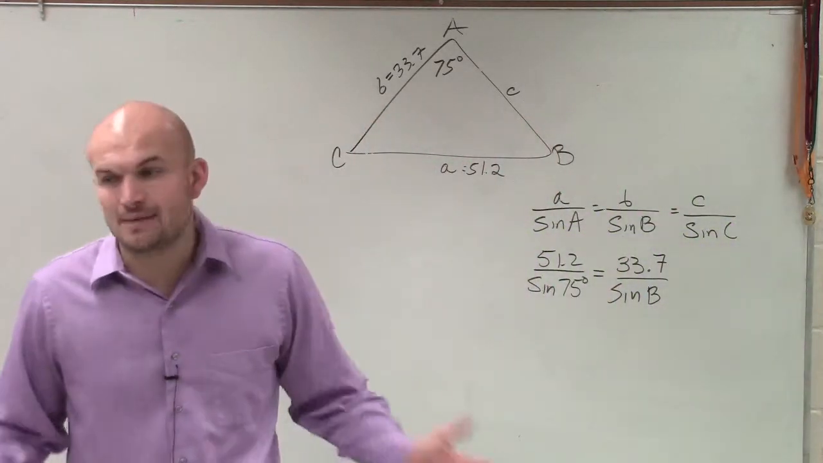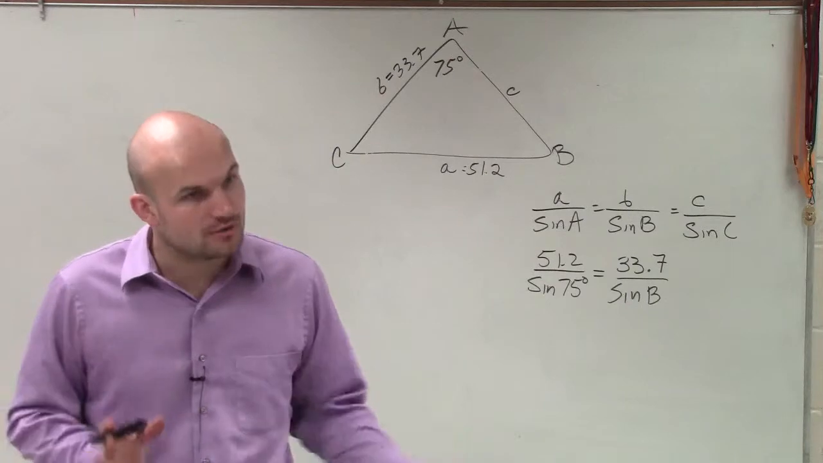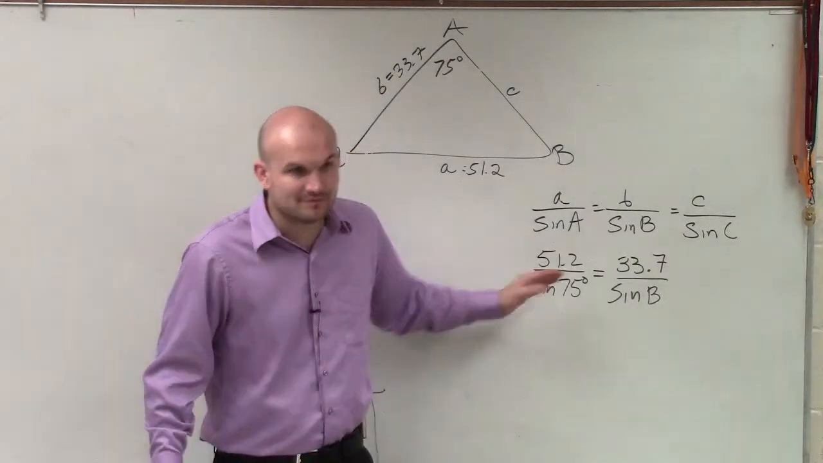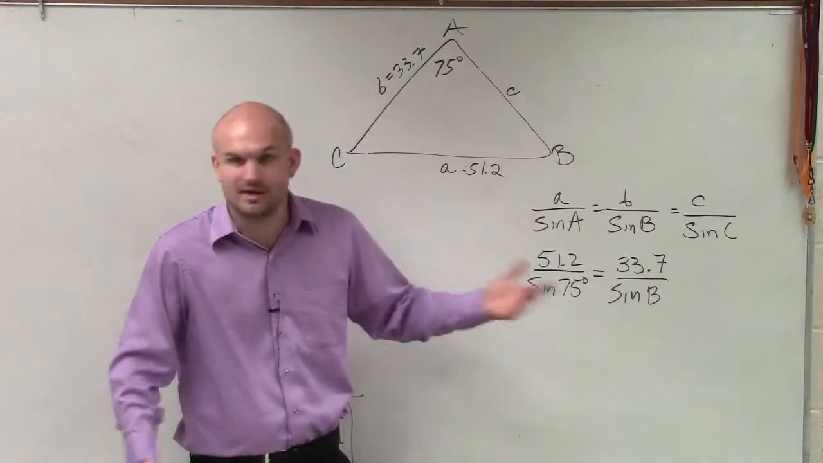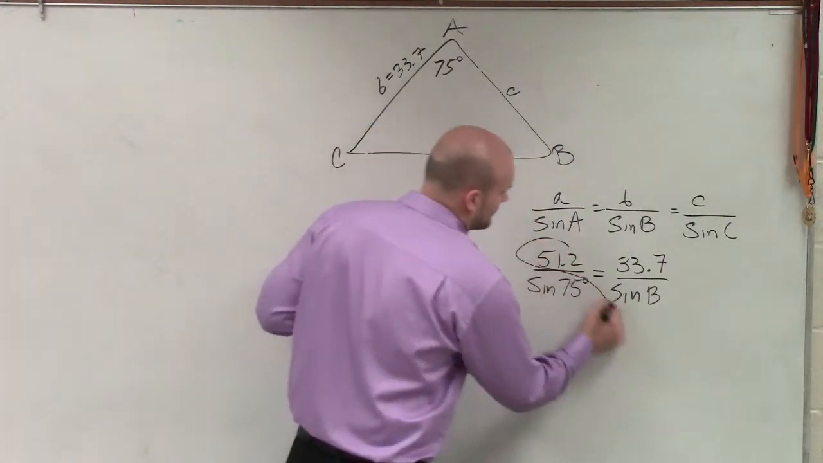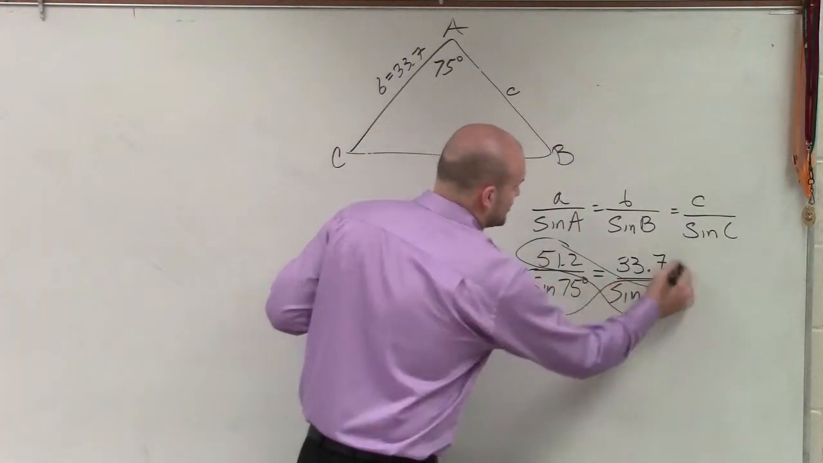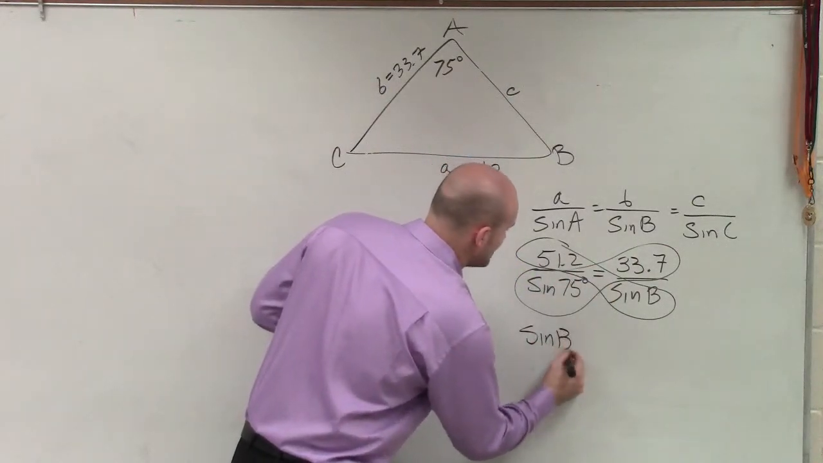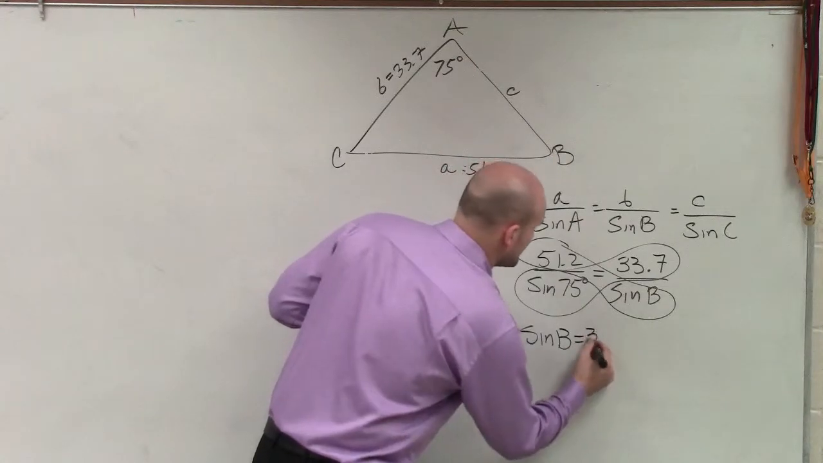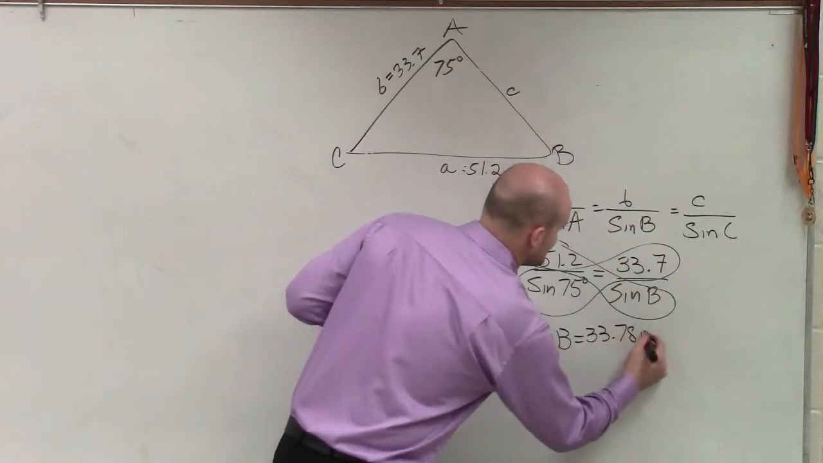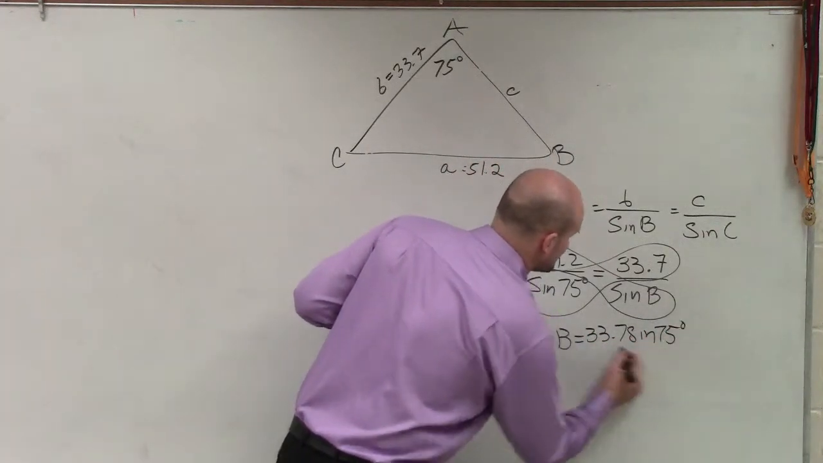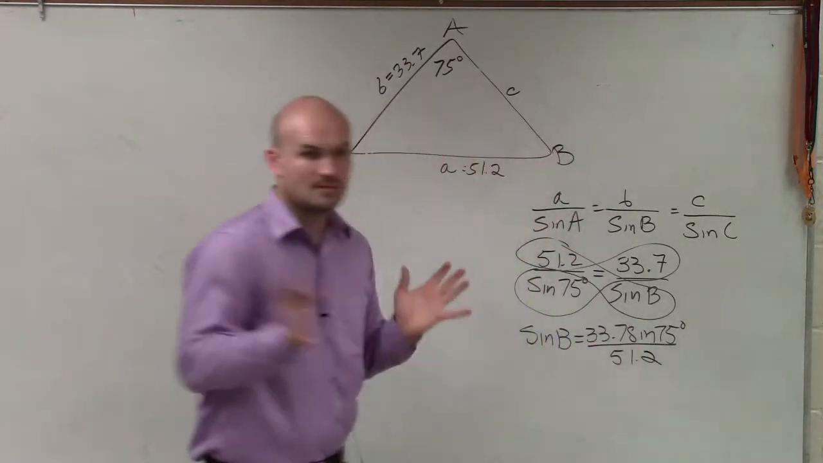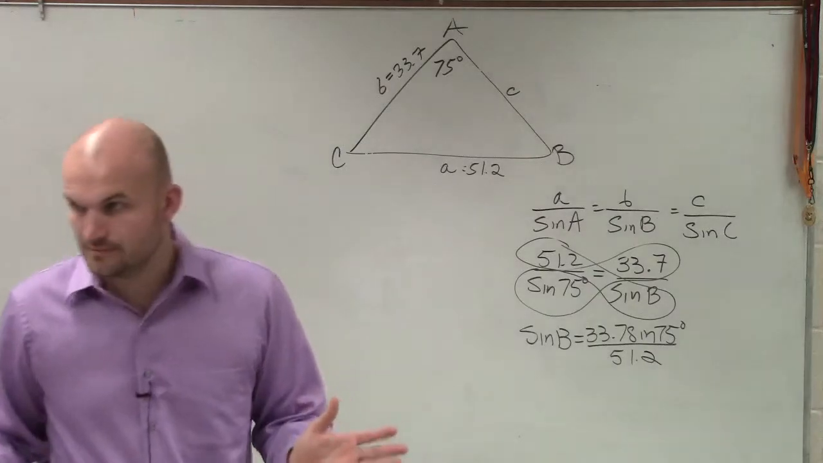All right? And again, I'm not going to go through all the work. If you want me to show you all the work, I'll be more than happy to do this, but this video is going to take too long if I have to keep on showing you how to cross multiply and divide, right? So you go ahead and cross multiply them and solve for B. So therefore, you guys should get to this solution, sine of B is equal to 33.7 times the sine of 75 degrees all over 51.2. Does everyone understand me at this point, right?